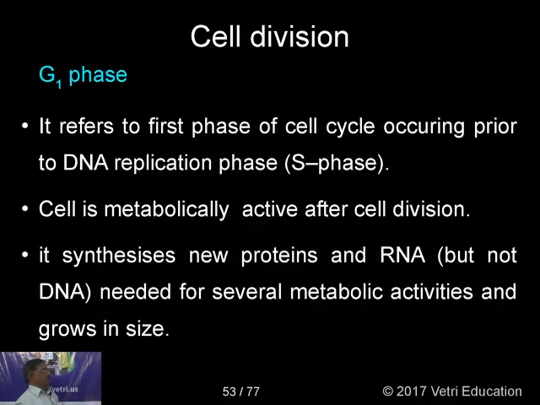G1 refers to the first phase of the cell cycle occurring prior to the DNA replication phase. That is, the DNA replication phase is the S phase. The cell is metabolically active after cell division. They synthesize new proteins and RNA but not DNA, because DNA synthesis takes place separately. G1 is needed for several metabolic activities, and the cell grows in size.